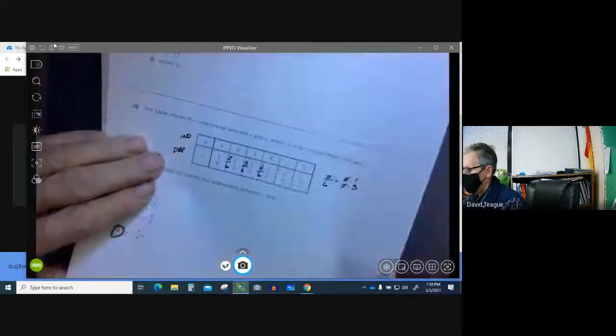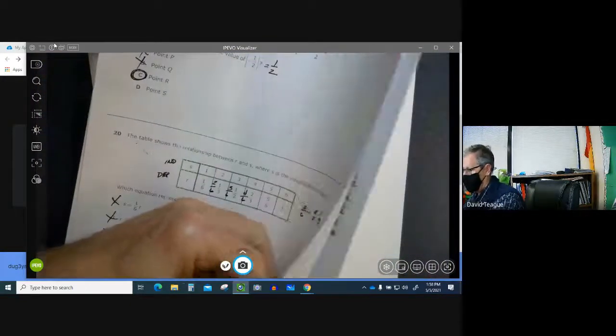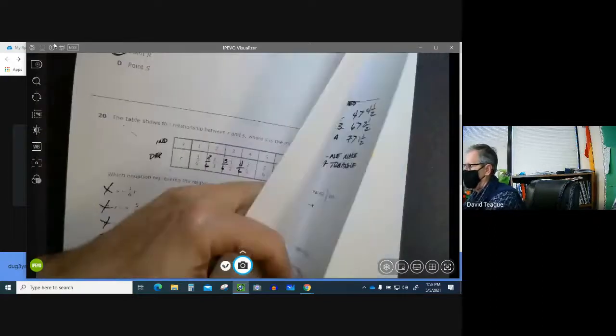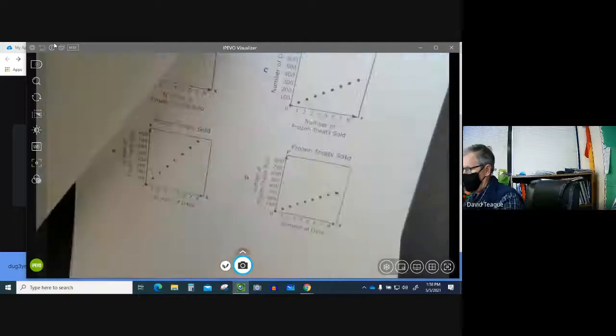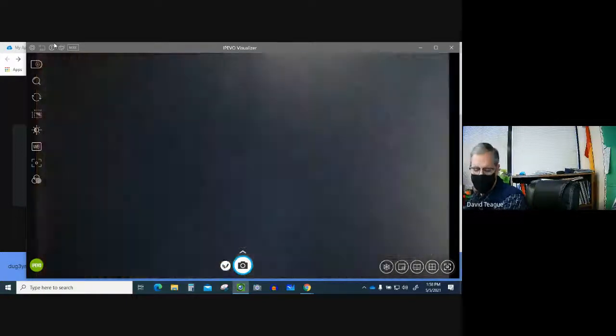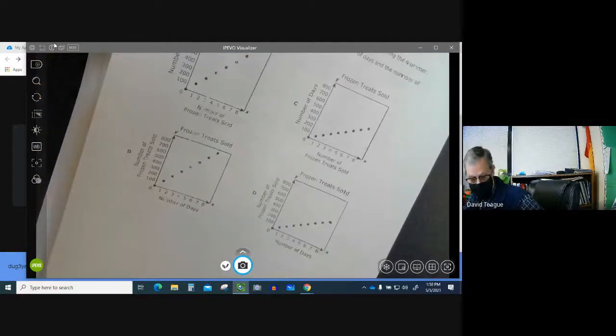Okay, 27. 26, 27, that's on page 22. Okay, page 22. Yeah, we'll finish.